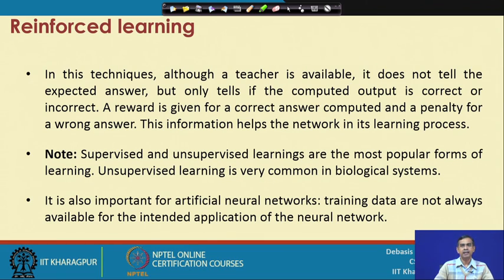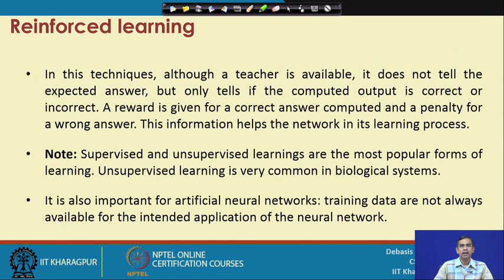For a given correct answer, it basically rewards something, and for the incorrect answer it gives a penalty. Now, knowing the questions, and therefore the reward or penalty, the network can learn it, and this is the idea about reinforced learning. In the theory of learning, supervised learning and unsupervised learning are the most popular forms of learning, and unsupervised learning is basically the common learning technique in our biological process. We people usually follow unsupervised learning.